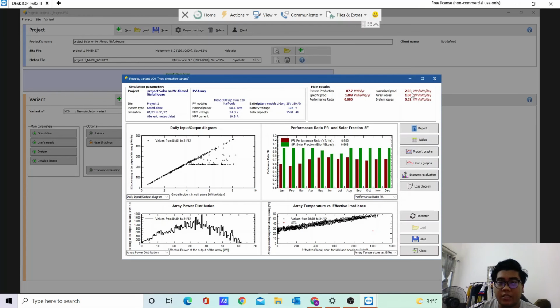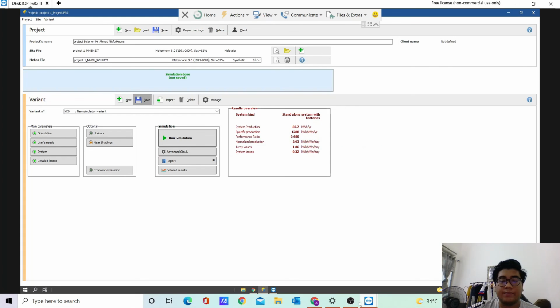And as you can see here, the system production is 87.7 megawatts. Normalized production is 2.93 kilowatts per hertz per day. Specific production is 1288 kilowatts. Array losses 1.06. Performance ratio is 68%, and system losses is 0.32 kilowatts per hertz per day. That's all from me. Thank you.